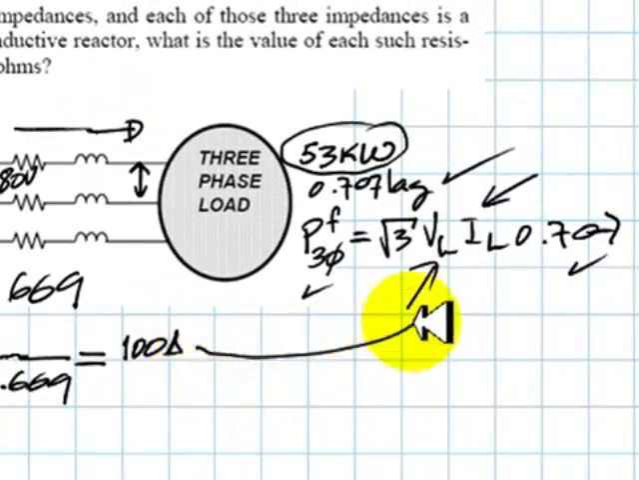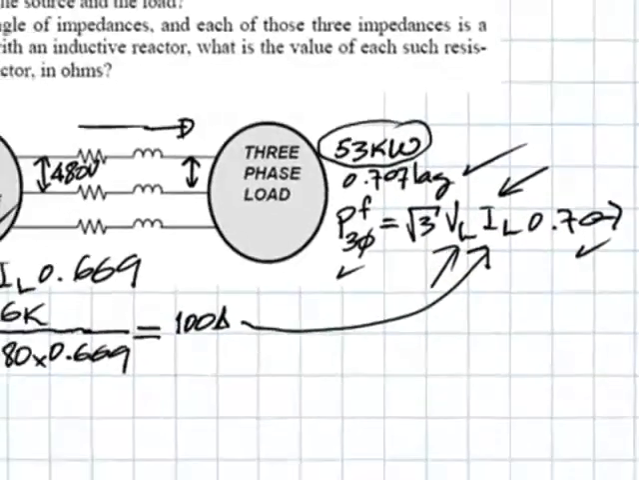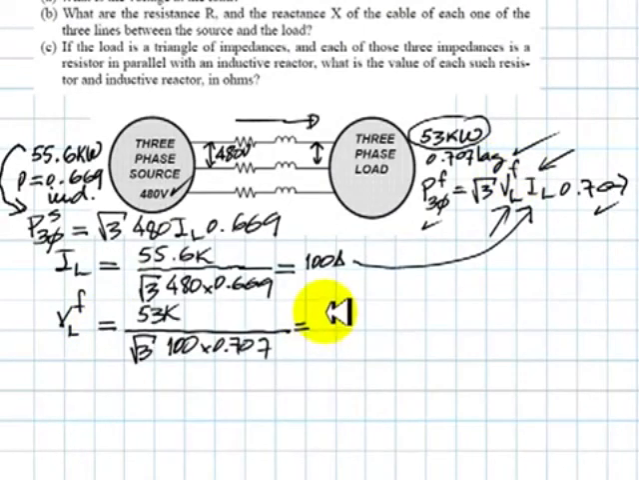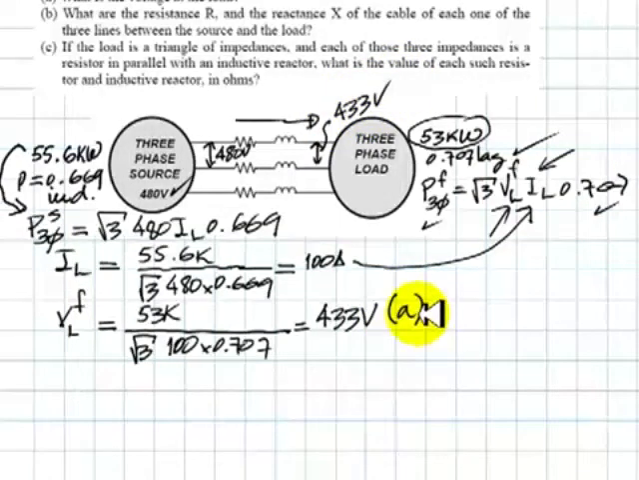With that current in here, we obtain that the voltage VL at the factory, this one, is 433 volts. The line-to-line voltage at the load, 433 volts. That takes care of part A of the exam.